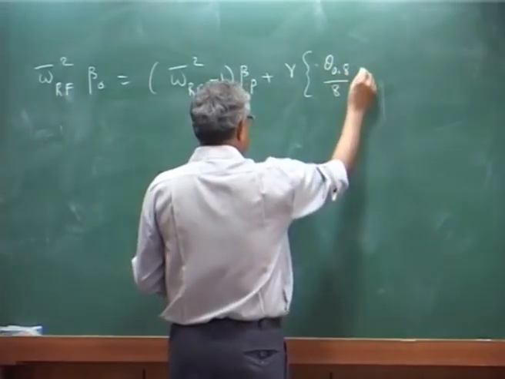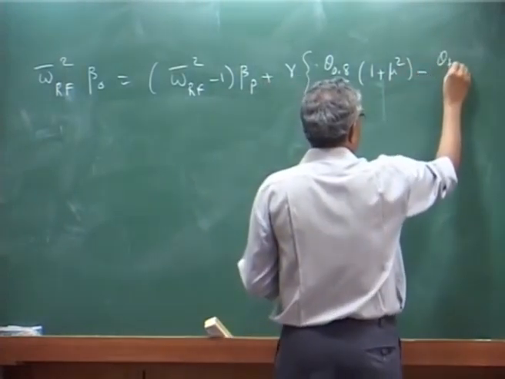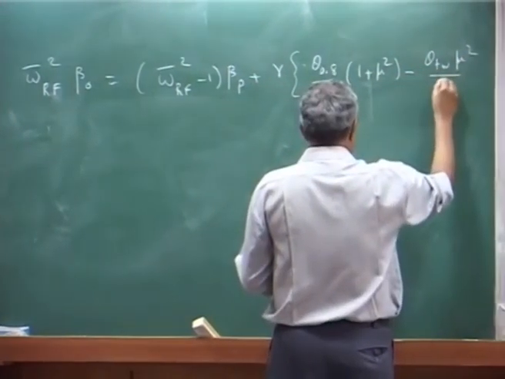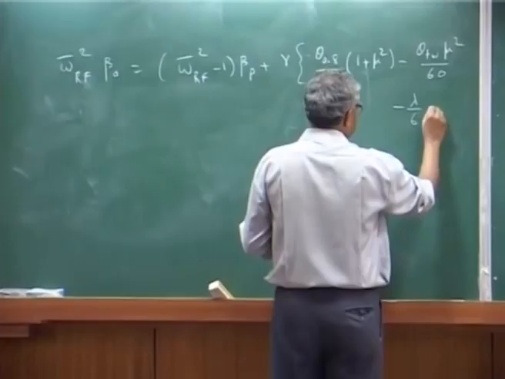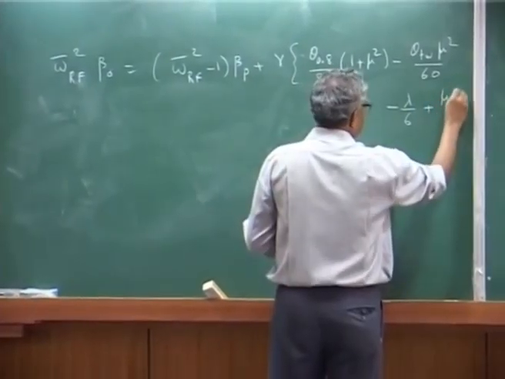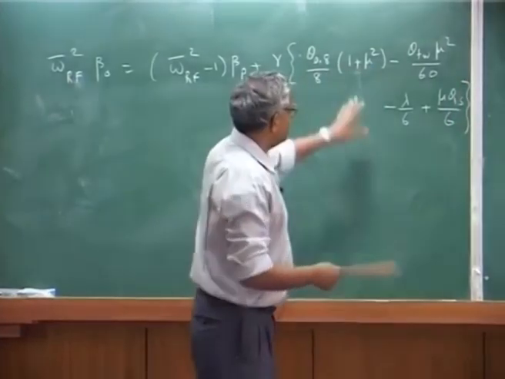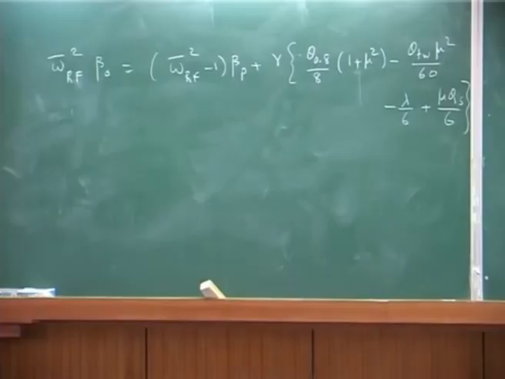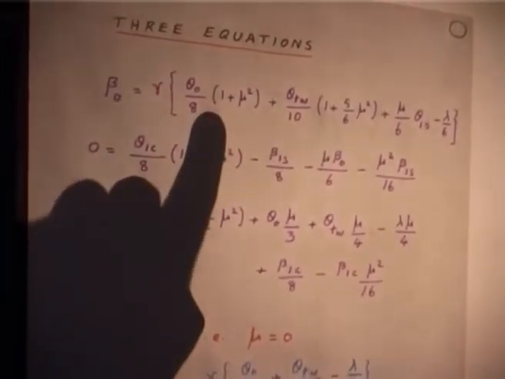I have done some simplifications here. Theta twist mu square over 60 minus lambda over 6 plus mu theta 1s over 6. This term is identical to, I think, the earlier term. Only thing is I added some 0.8, because here the gamma part is almost the same.